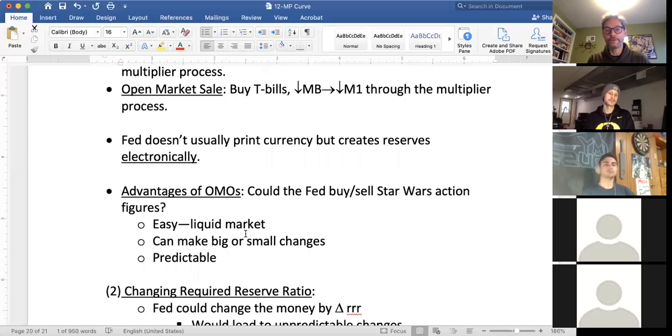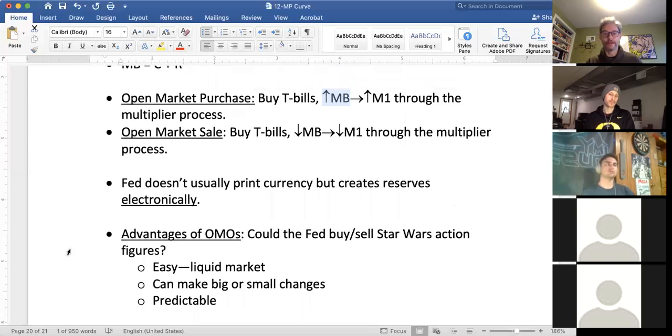And why does the Fed do it this way? Well, as I have here down at the bottom, the big advantage is the Fed could, in theory, buy and sell anything. They could buy and sell Star Wars action figures on eBay. The problem is the Fed is doing very big transactions, right? They need to be buying and selling something in big liquid financial markets. And what's the biggest, most liquid financial market? Treasury bills. All right, and U.S. Treasury bills.